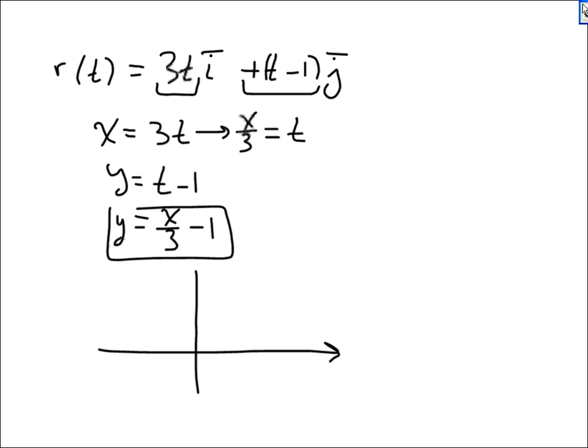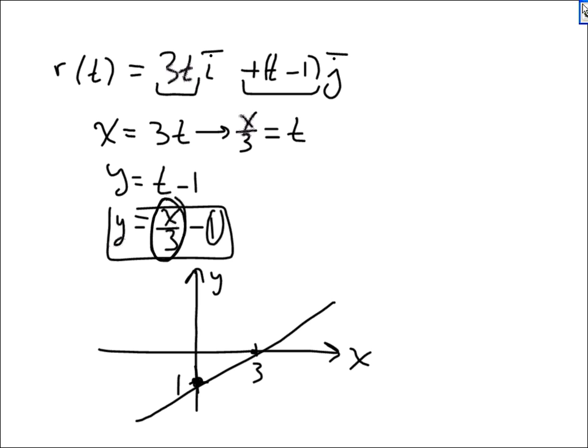Problem said to graph it, to sketch it. Alright? If x is 0, y is 0 minus 1, or minus 1. Right there. If x is 3, 3 over 3 is 1. Take away 1 is 0. There's another point. There it is.